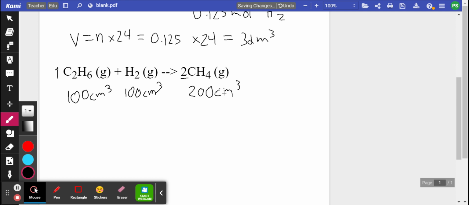You would get the exact same answer if you used the equation. However, this is much faster. So if you see an equation where everything is a gas, then you can use the simple ratio trick to avoid calculations.